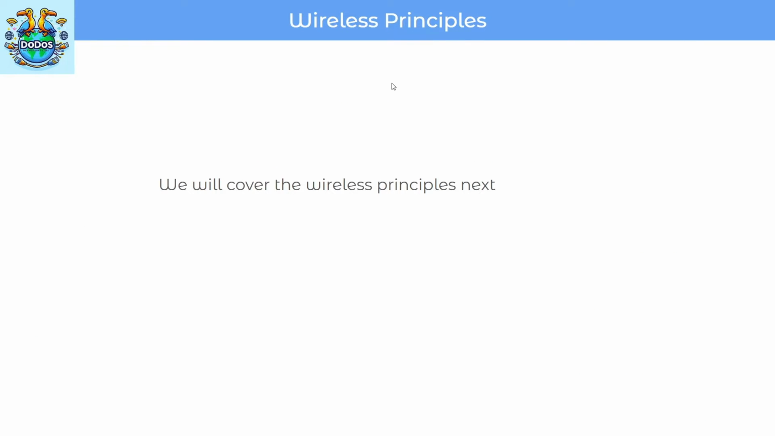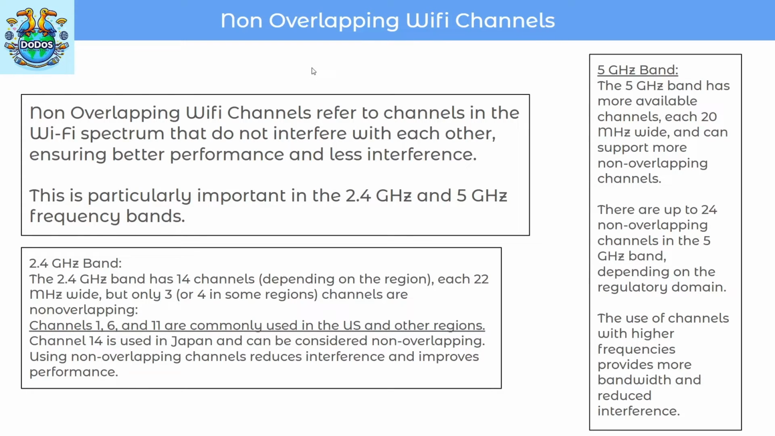Next up is wireless principles. We're going to cover these wireless principles. Let's go. So, start off with non-overlapping Wi-Fi channels. Non-overlapping Wi-Fi channels refer to the channels in the Wi-Fi spectrum that do not interfere with each other, ensuring better performance and less interference. This is particularly important in the 2.4 GHz and 5 GHz frequency bands. The 2.4 GHz band has 14 channels, which depends on the region, each 22 megahertz wide, but only 3 or 4 in some regions of the channels are not overlapping.